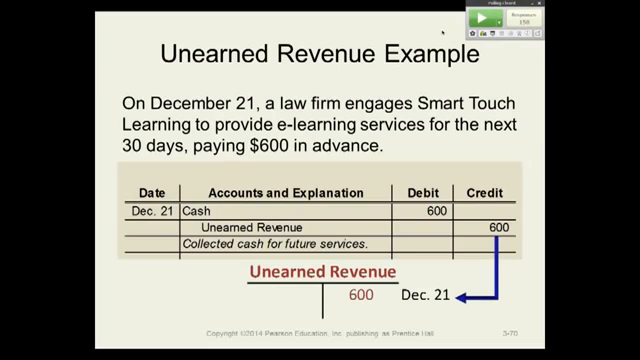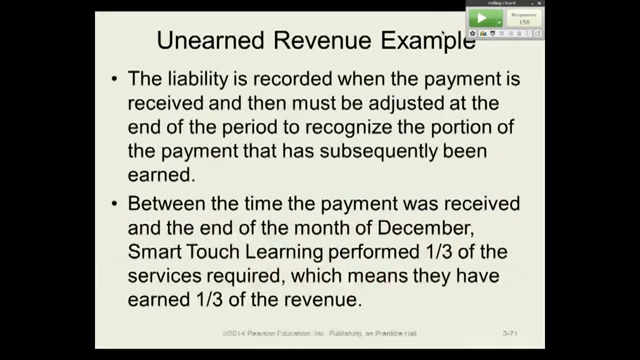So if you get paid in advance, that is a liability, and that liability in this case is going to be $600. Now, when the liability is on the books, of course, it stays there until you provide the services. So let's assume, and again, we'd have to tell you how much of the service is provided, that from December 21st to December 31st, they provided 1/3 of that service, so they earned $200.